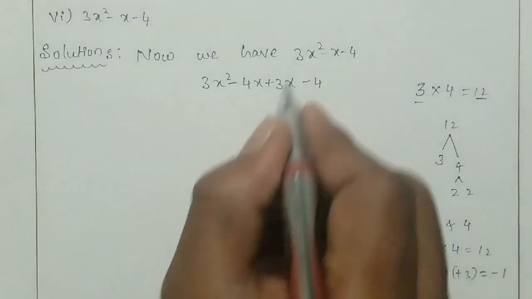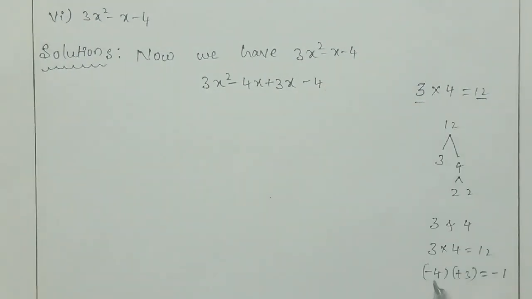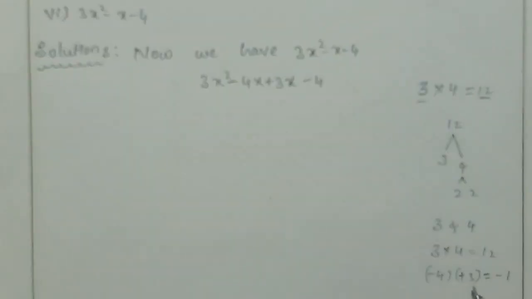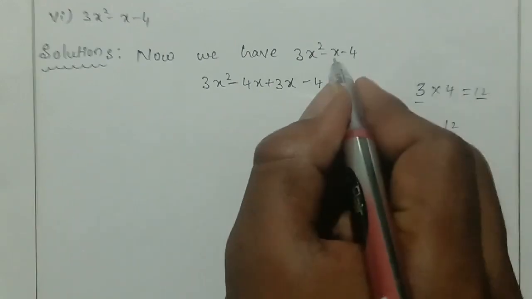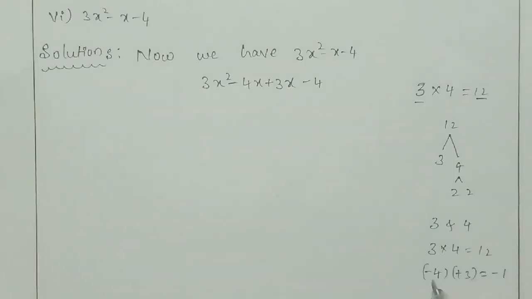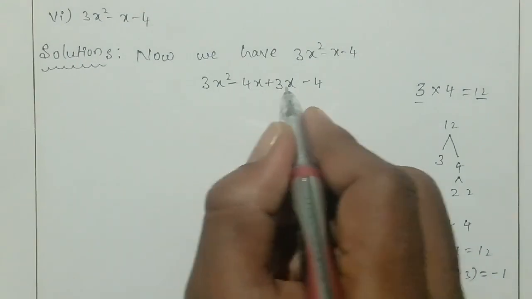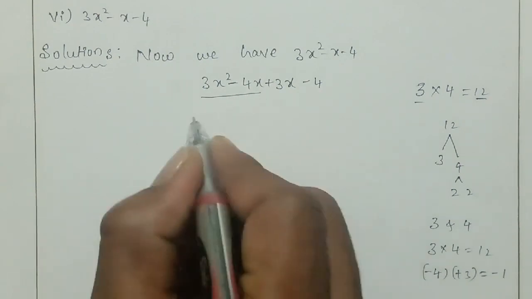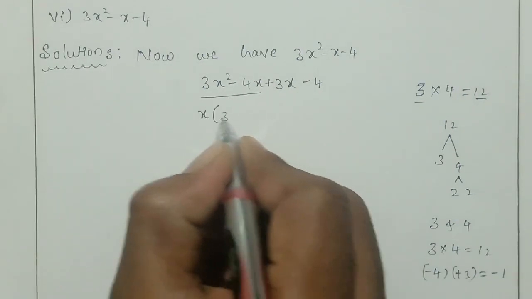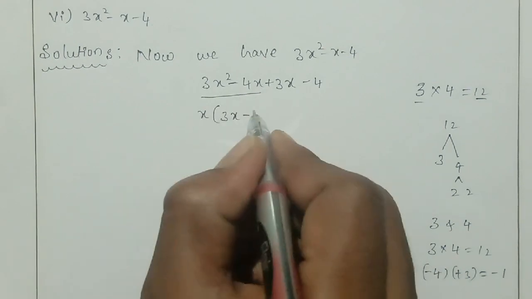So 3x square you can write as it is. In place of minus x you can write minus 4x and plus 3x. Minus 4x plus 3x, its sum is minus x. Minus 4 you can write as it is. Next, what is common in these two? You can take x common, remaining is 3x. Minus you write as it is. You can take 4 common in the next two, remaining is x.